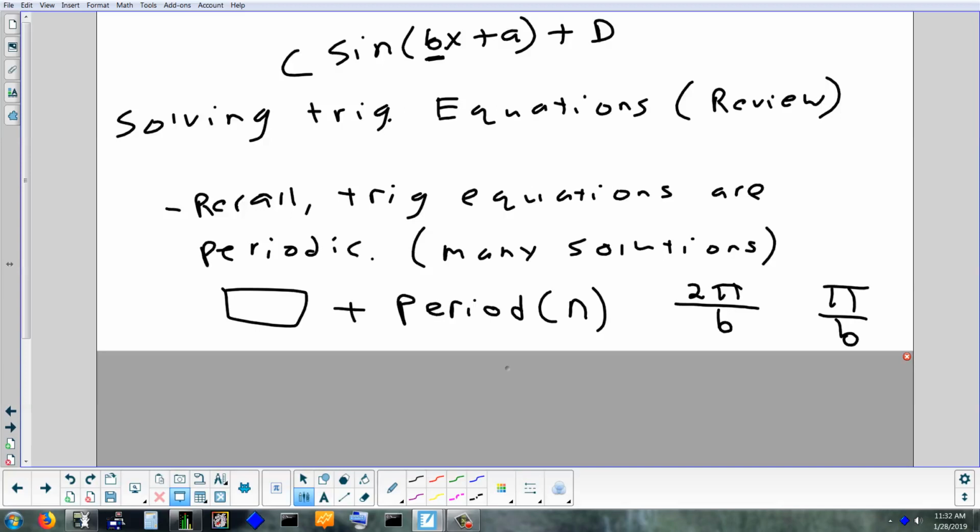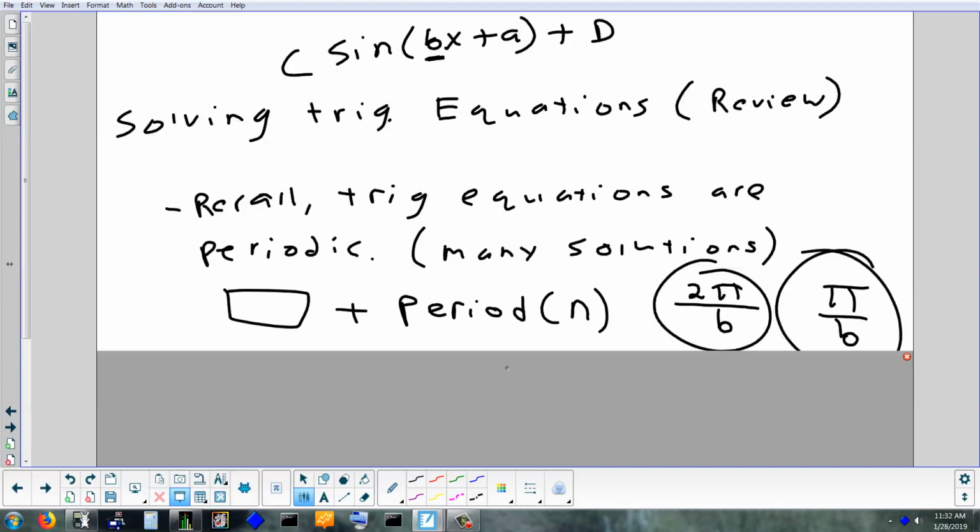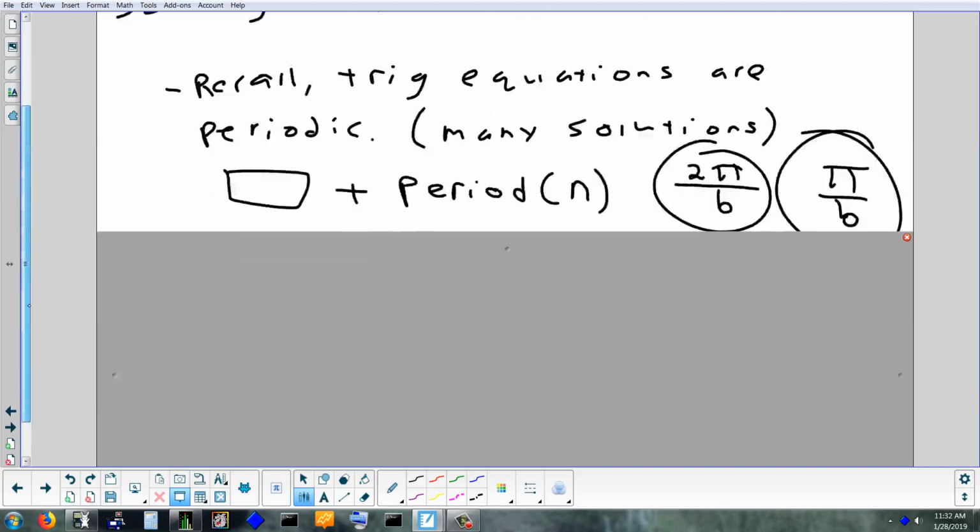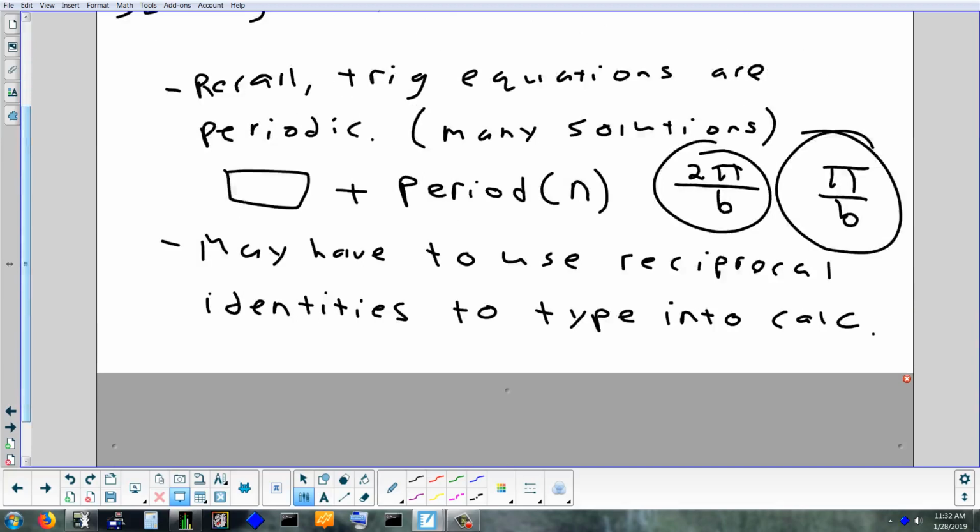So you find one solution, and then put plus the period times n. And there are your formulas for finding the period. Again, one on the left: sine, cosine, secant, cosecant. One on the right: tangent, cotangent. If you want to check your answer on the calculator, which is fine, remember you don't have a button for secant, cosecant, or cotangent. You have to flip it to type it in. If you wanted to type cotangent in, you've got to do 1 over tangent.